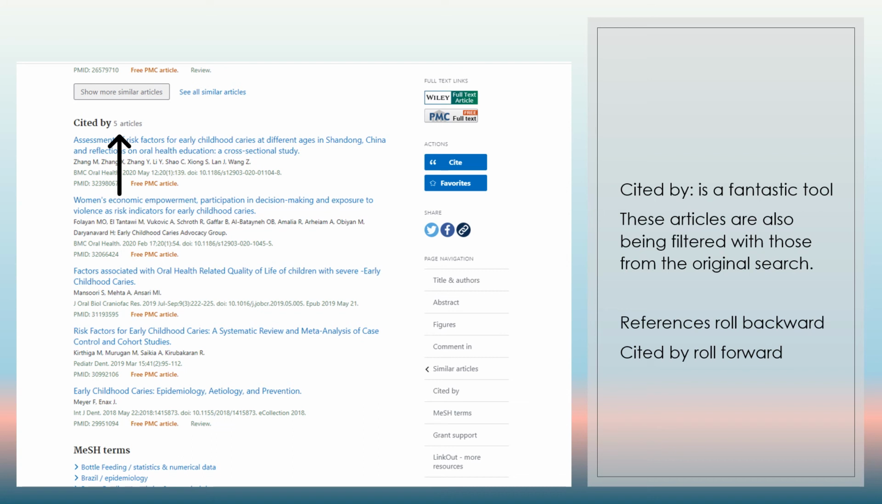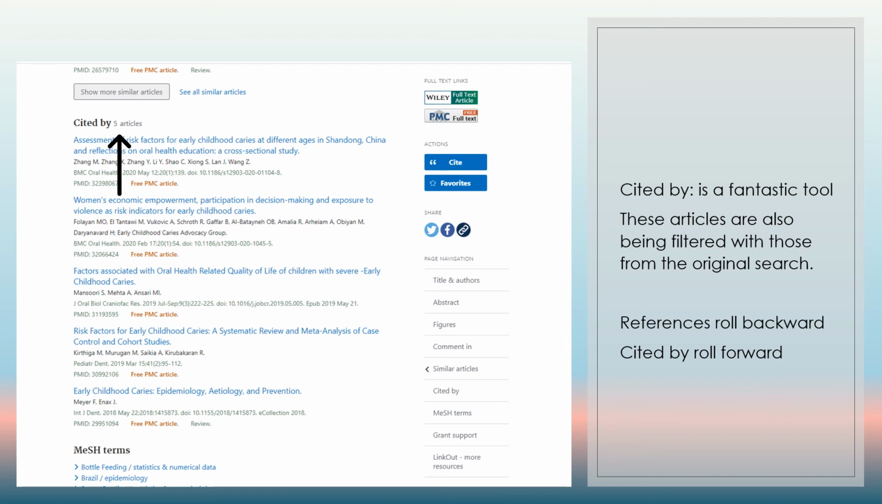So you'll come here to this page and you'll see assessment of risk factors for early childhood caries at different ages in China. This one was published in 2020. Then there's women's economic empowerment, participation in decision making, and exposure to violence as risk indicators for early childhood caries. That one probably doesn't have a nutritional component in it, so I might not go read that one.